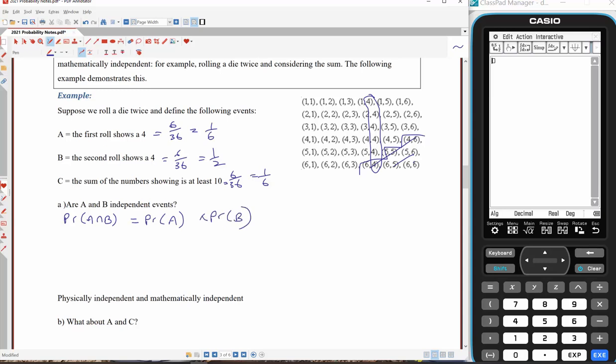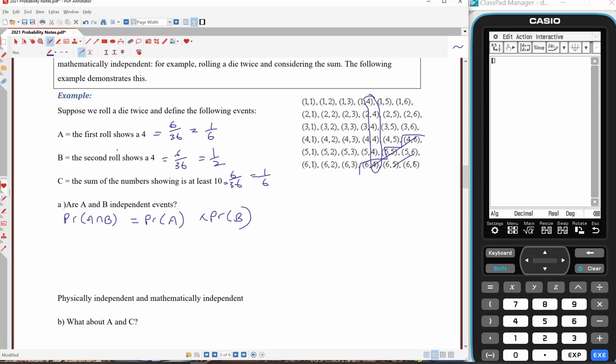Okay, so let's just use some intuition. So A and B: first roll shows a 4 and second roll shows a 4. Well, these have to be independent, because if I told you, hey, I'm rolling a dice, what do you think is going to come up? And would you be interested to know what the last roll was? The answer should be an emphatic no. I'm not interested, because the events are independent. It doesn't matter what's happened before. What matters is the result of this roll.